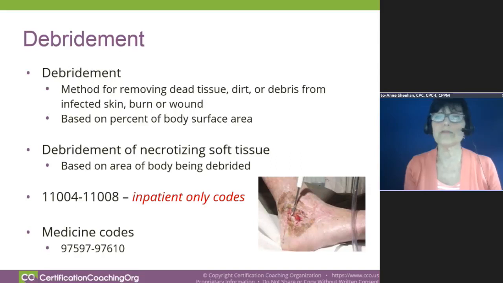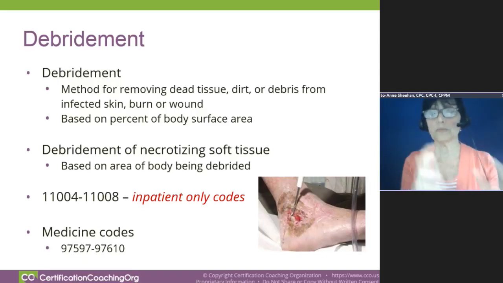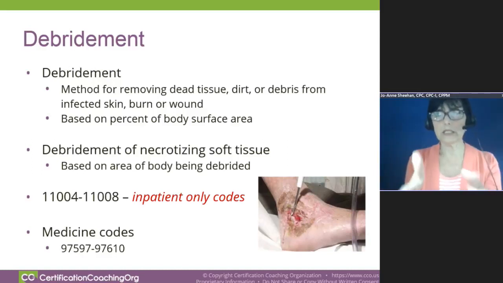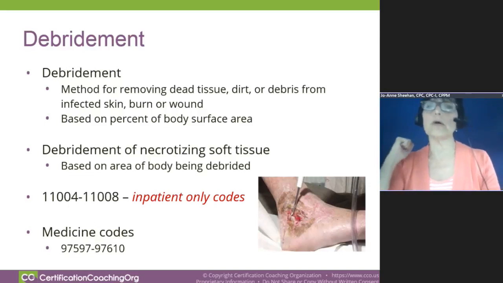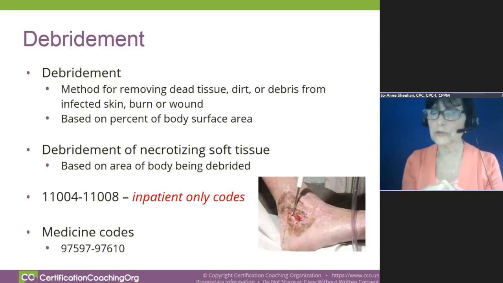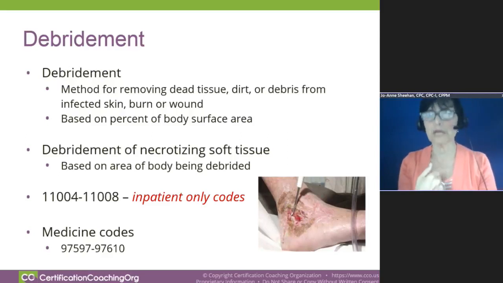Now, when we go to the top where it says method for removing dead tissue, dirt, or debris from an infected skin, burn, or wound, I'm going to clarify this a little bit more, because you can bill for debridement for dirt and debris without it being infected. Now, my husband, who was a bicyclist, was on a road on his bicycle and a car came too close, he fell off his bike and went elbow first into the back window of an SUV and tore his left arm to shreds. He tried to fix it at home, and unfortunately, it wasn't going to happen. And I witnessed firsthand a debridement of dirt and debris under skin, ripped skin from a bad accident.